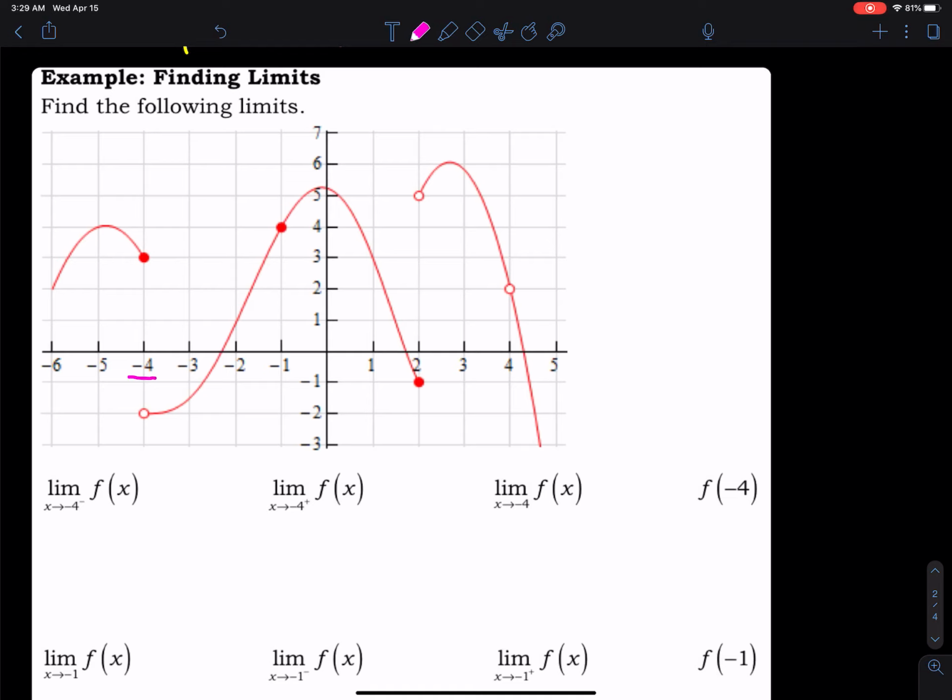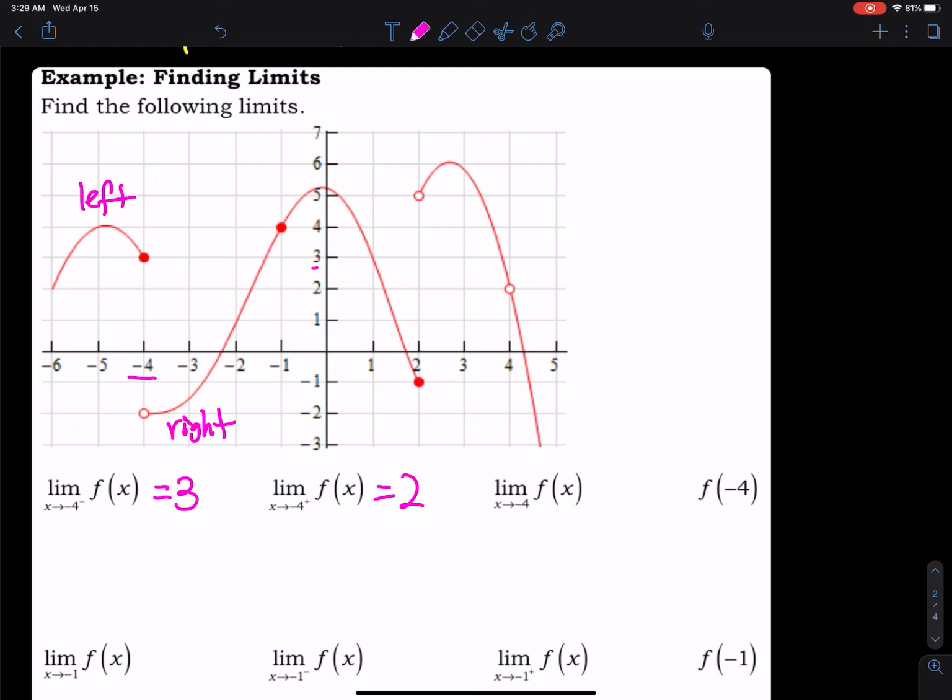So as x approaches -4 from the left, where is left? This is left, right? This is right. Your left hand and your right hand. As x approaches -4 from the left, what do we get? We have y equals 3, right? y equals 3. As x approaches -4 from the right, y is equal to -2. I need the equal sign.